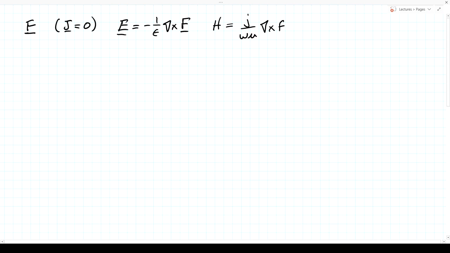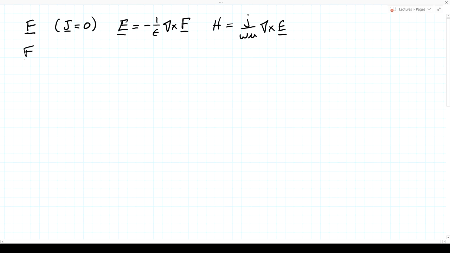Now, if instead we make use of an electric vector potential, and remember that concept is only valid in a source-free region, which we're assuming anyway, so no problem, well, then the electric field is minus 1 over epsilon the curl of F, and the magnetic field from Faraday's law is j over omega mu the curl of E.